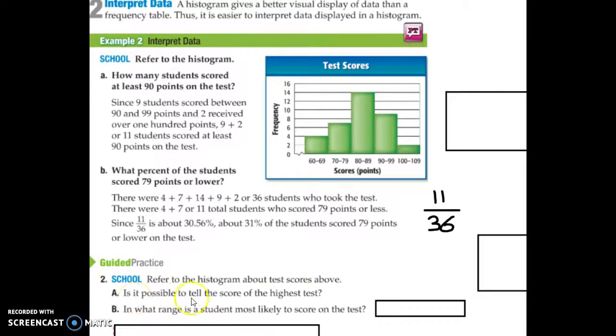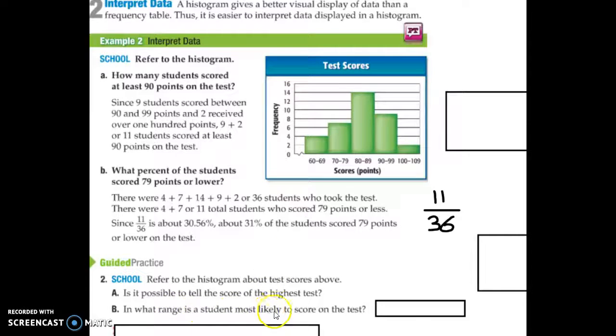Down here, is it possible to tell the score of the highest test? No. You know, they got somewhere in this range. They might have gotten a 108. They might have gotten a 109. They might have gotten a 100. You just don't know where the score was because it's in a range.